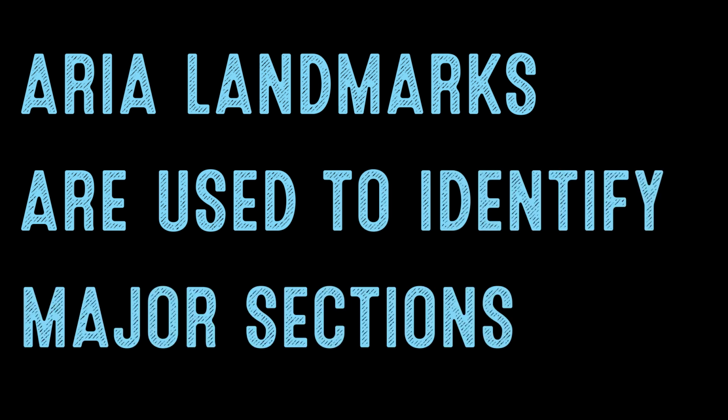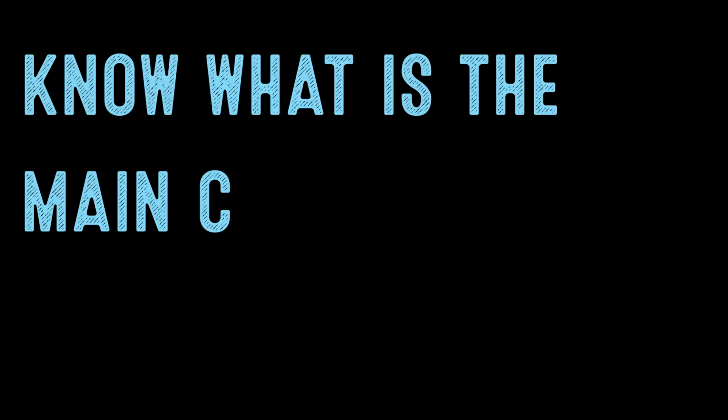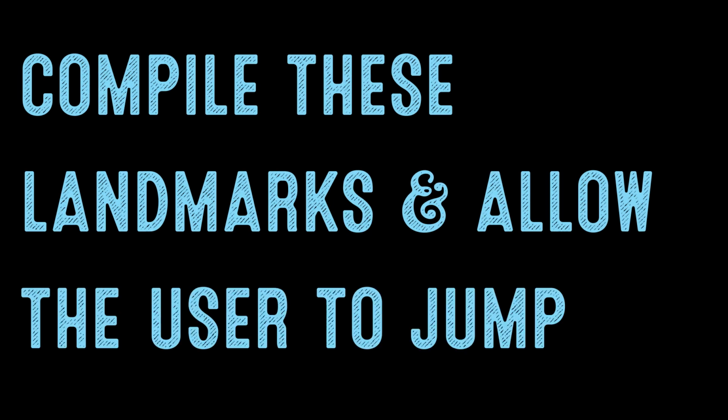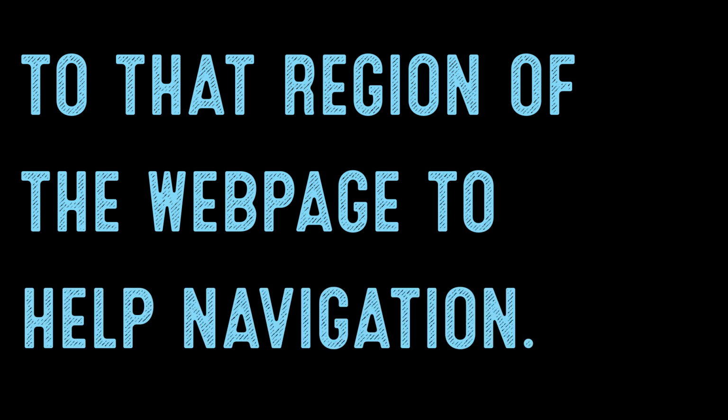The weekly code quiz. What are ARIA landmarks? ARIA landmarks are used to identify major sections and regions of a document, such as letting the user know what is the main content. Screen readers compile these landmarks and allow the user to jump to that region of the web page to help navigation.